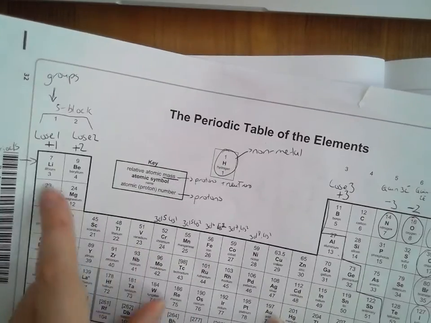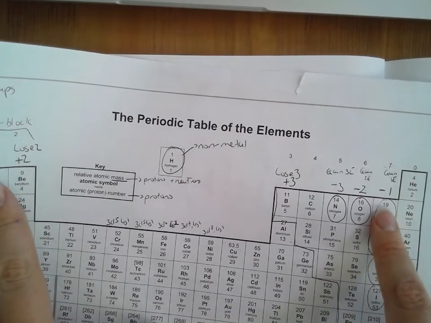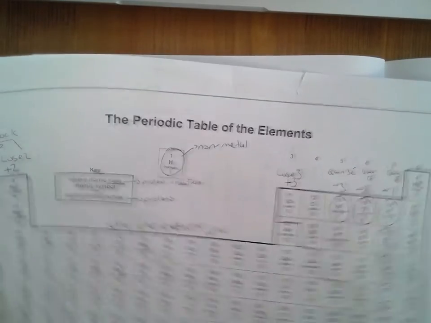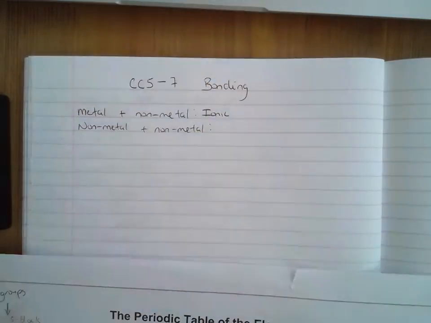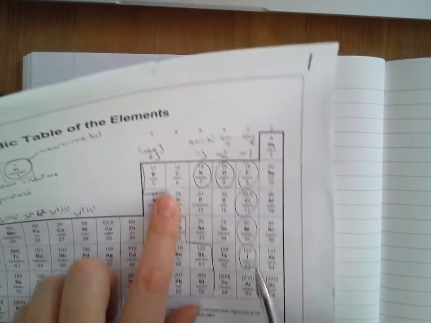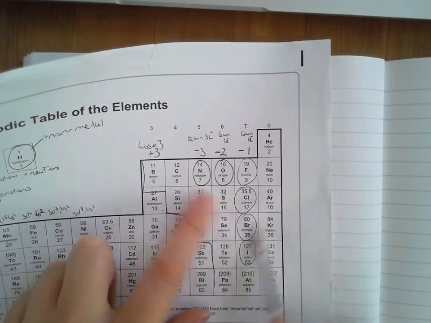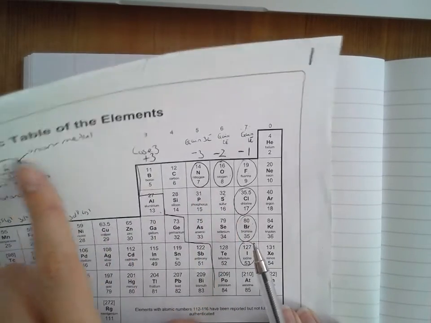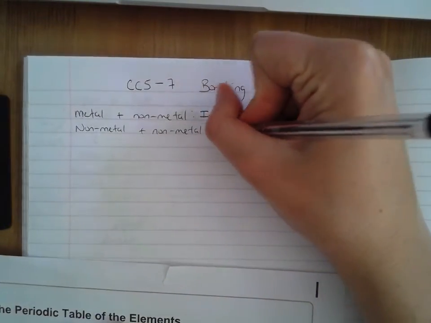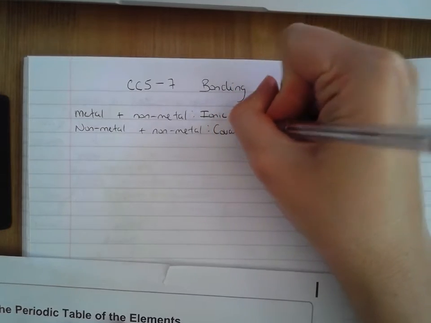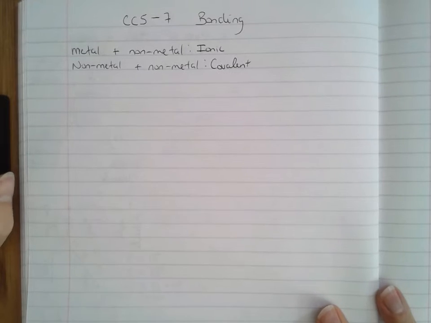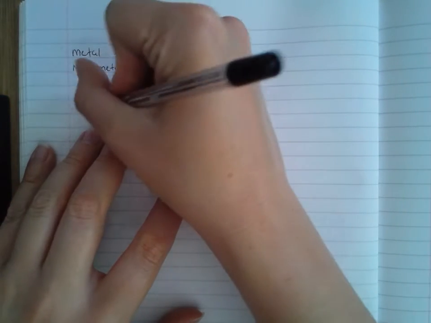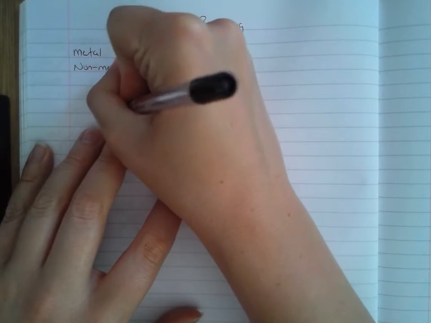Okay, if I have one element from over here and one element from over here, I've got a metal and a non-metal, and this is going to be ionic bonding. On the other hand, if I've got two non-metals, so two elements from this side of the periodic table, or hydrogen, then I say I've got covalent bonding. Okay, we're going to look at ionic bonding and we're going to look at covalent bonding. So we'll start with ionic bonding.